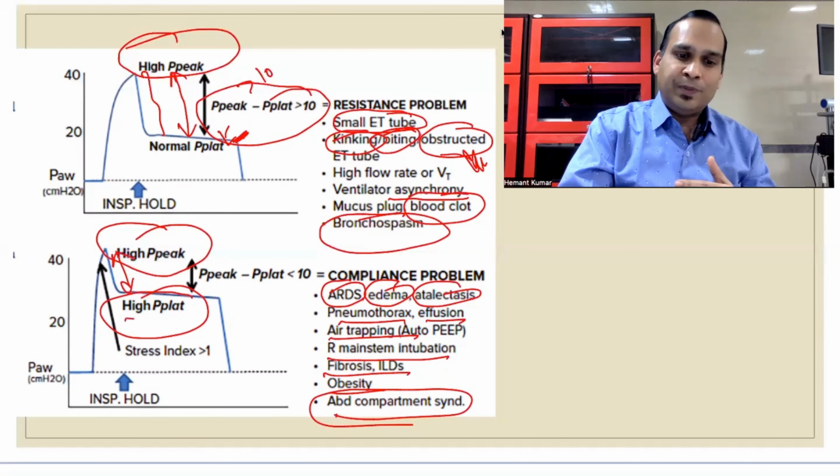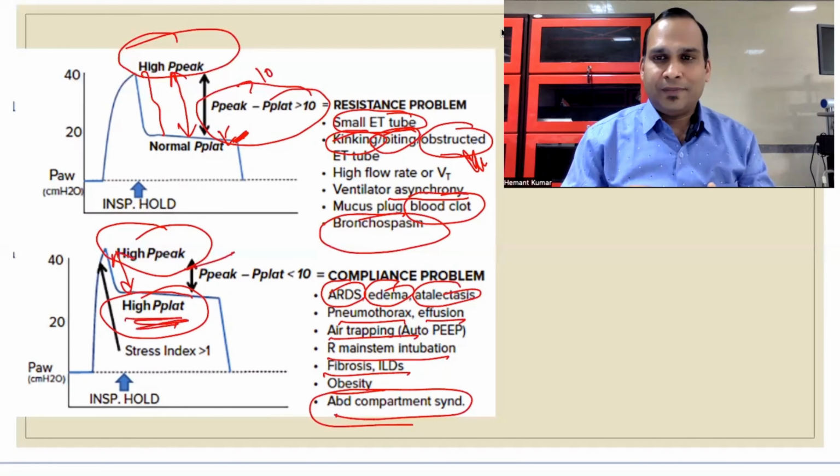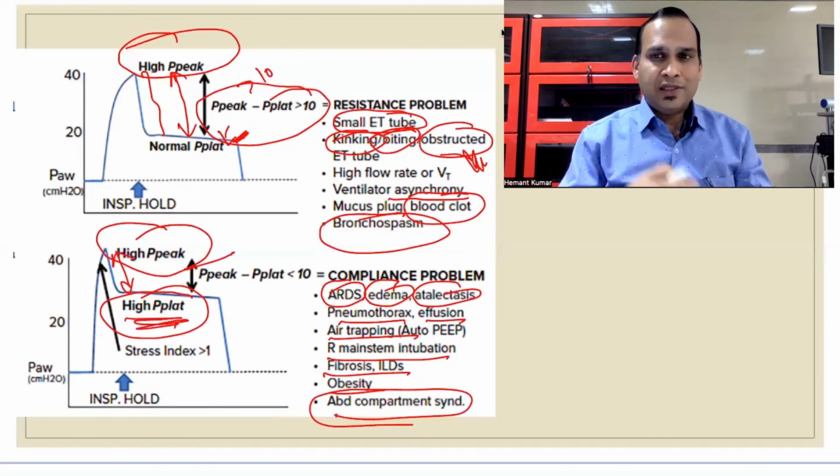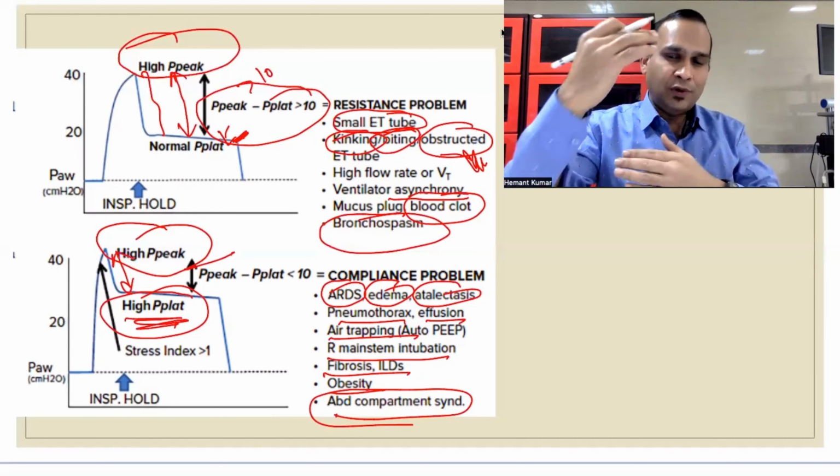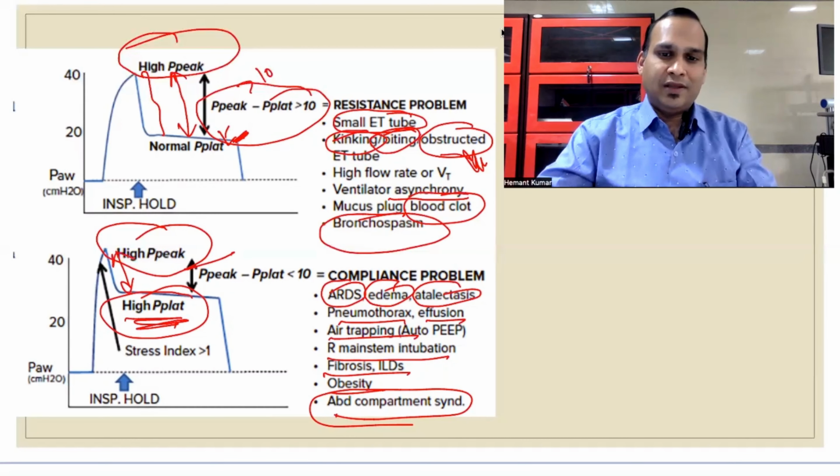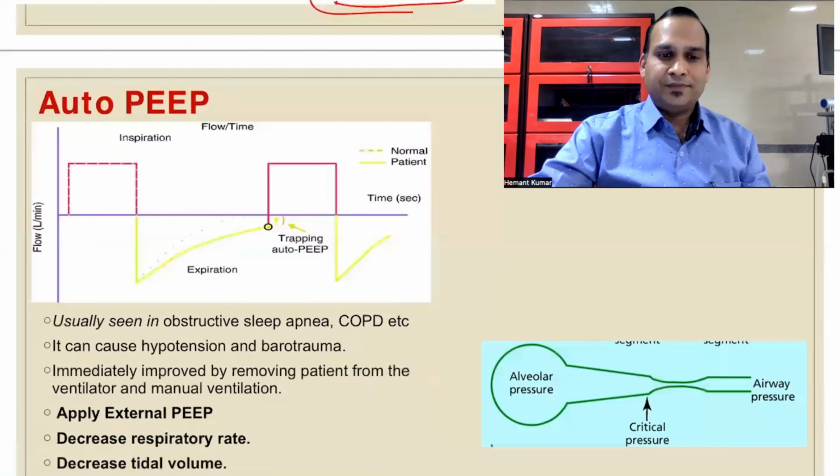It will increase P plateau pressure. In this, airway pressure will be normal. So once there is an alarm of peak pressure, we have to rule out where is the problem, airway problem or alveolar problem. So we have to treat accordingly.